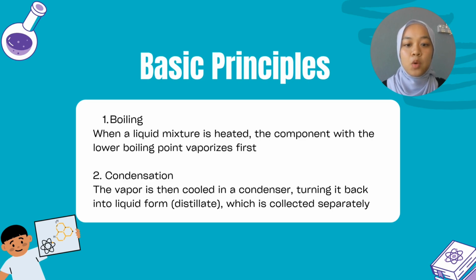Firstly, boiling. When a liquid mixture is heated, the component with the lower boiling point vaporizes first, and then condensation. The vapor is then cooled in the condenser, turning it back into liquid form, as we call it the distillate, which is collected separately.